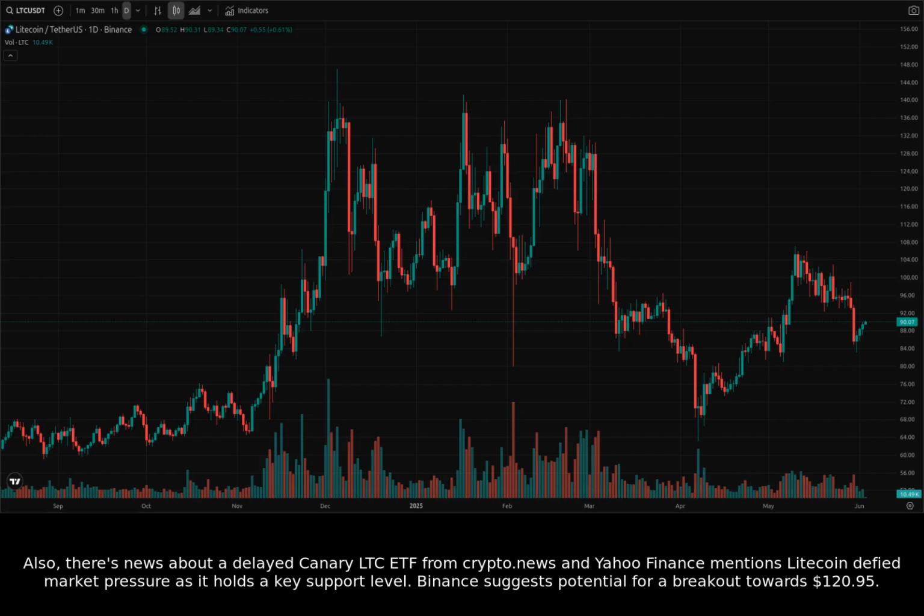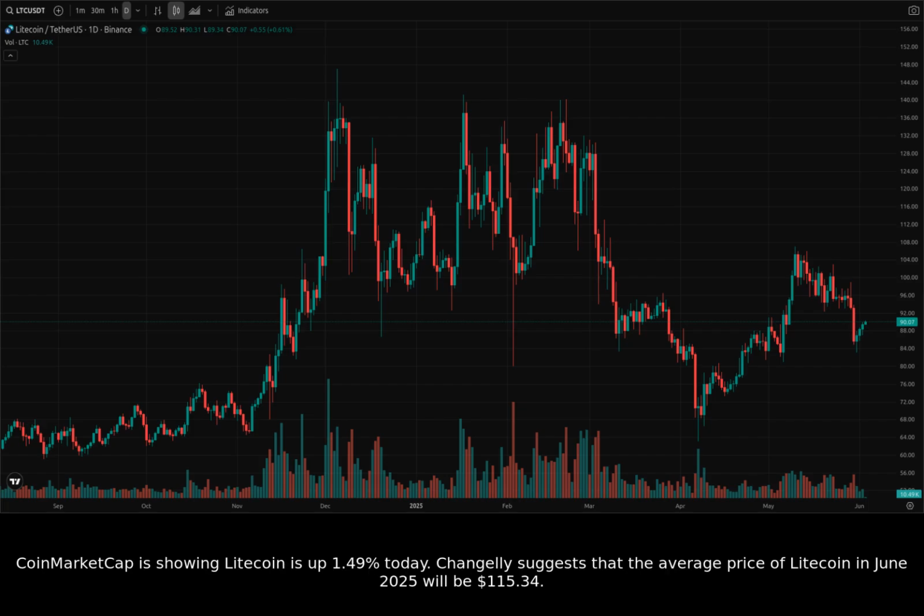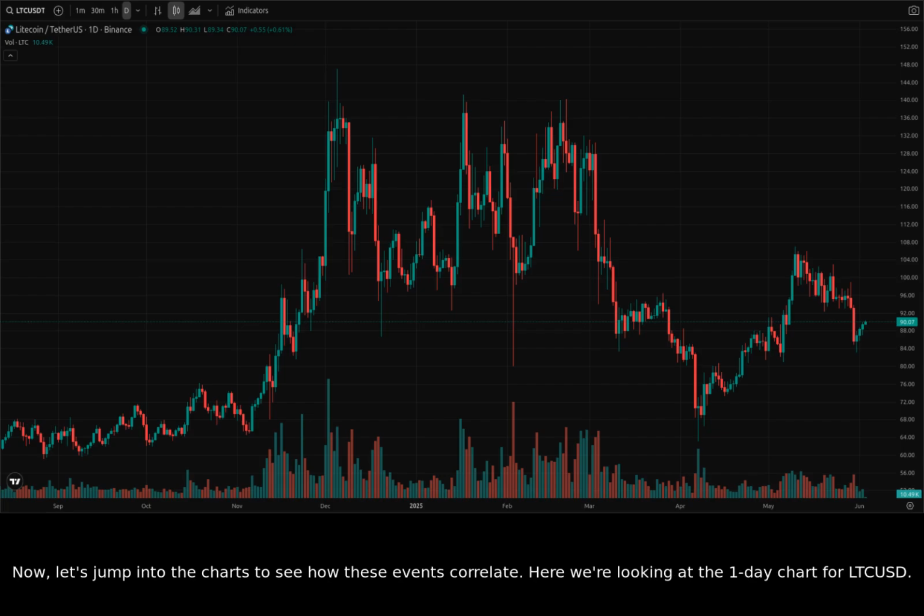Binance suggests potential for a breakout towards $120.95. CoinMarketCap is showing Litecoin is up 1.49% today. Changelly suggests that the average price of Litecoin in June 2025 will be $115.34. Now, let's jump into the charts to see how these events correlate.